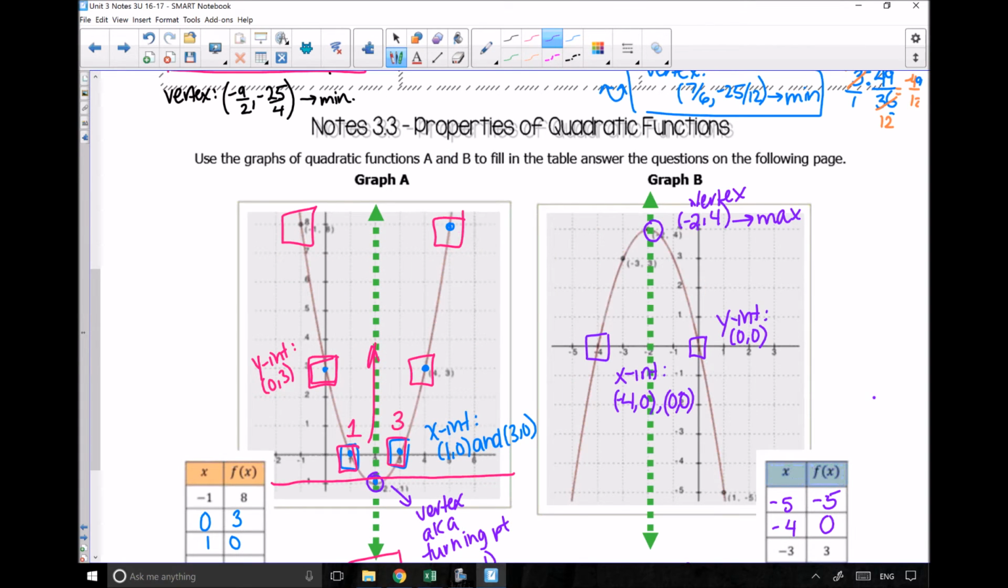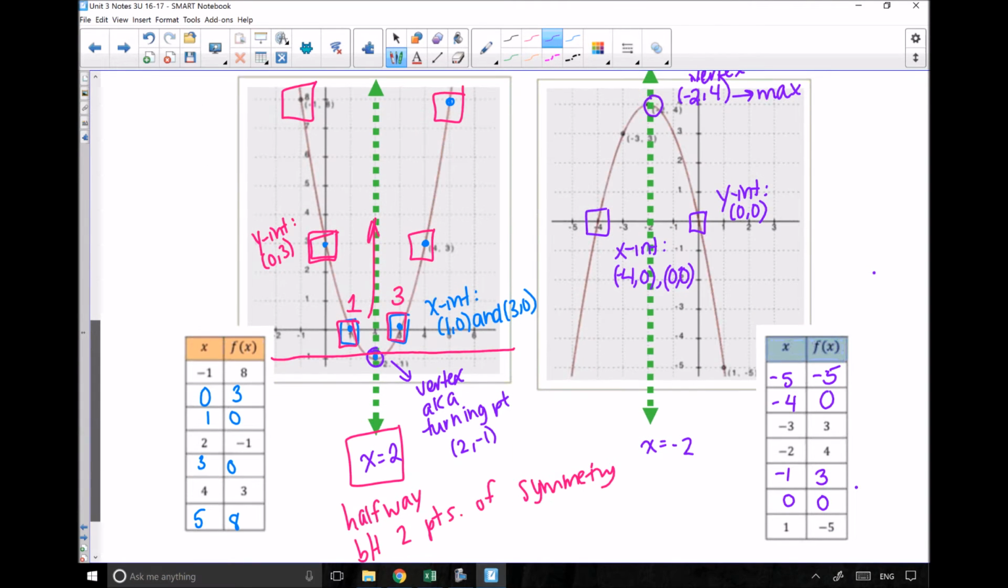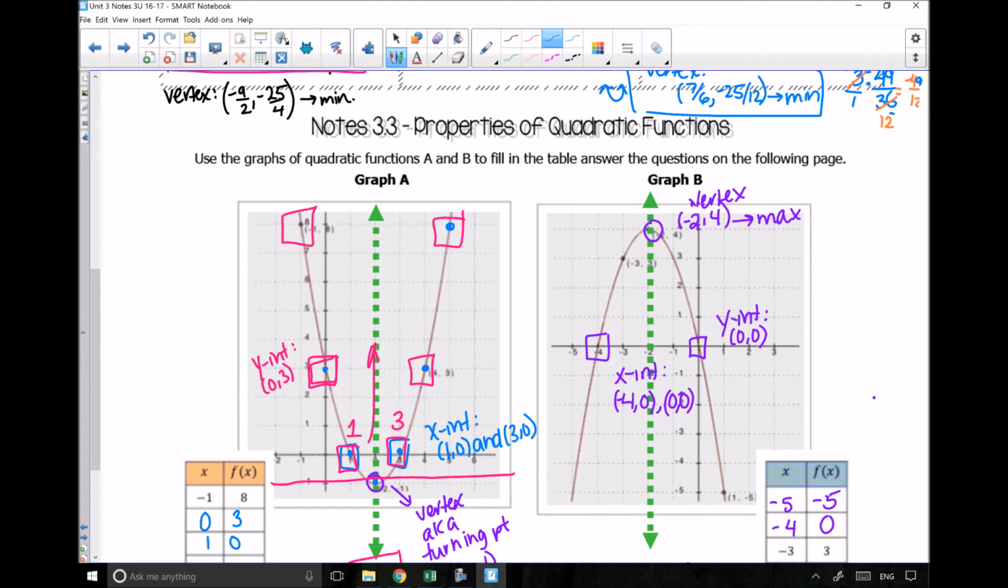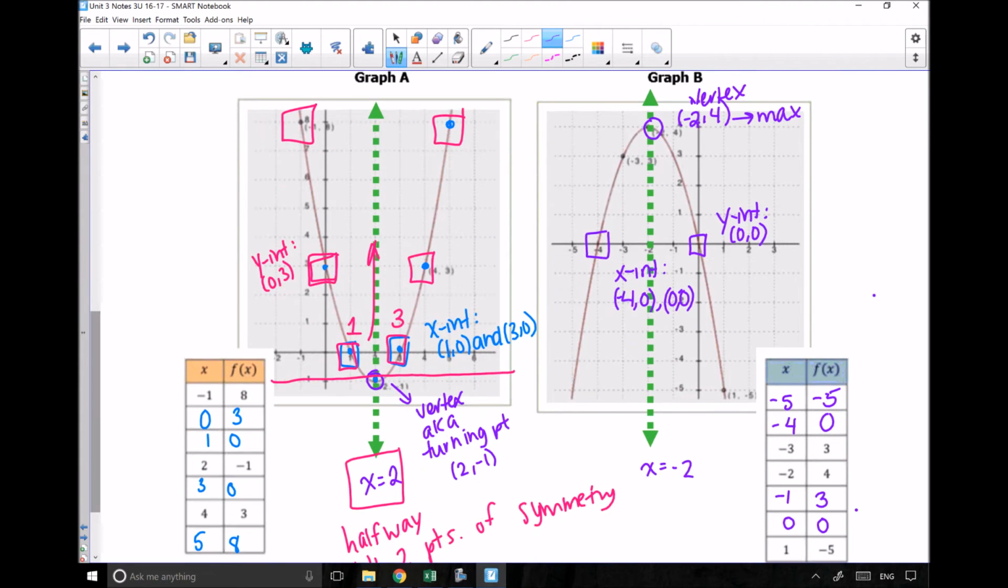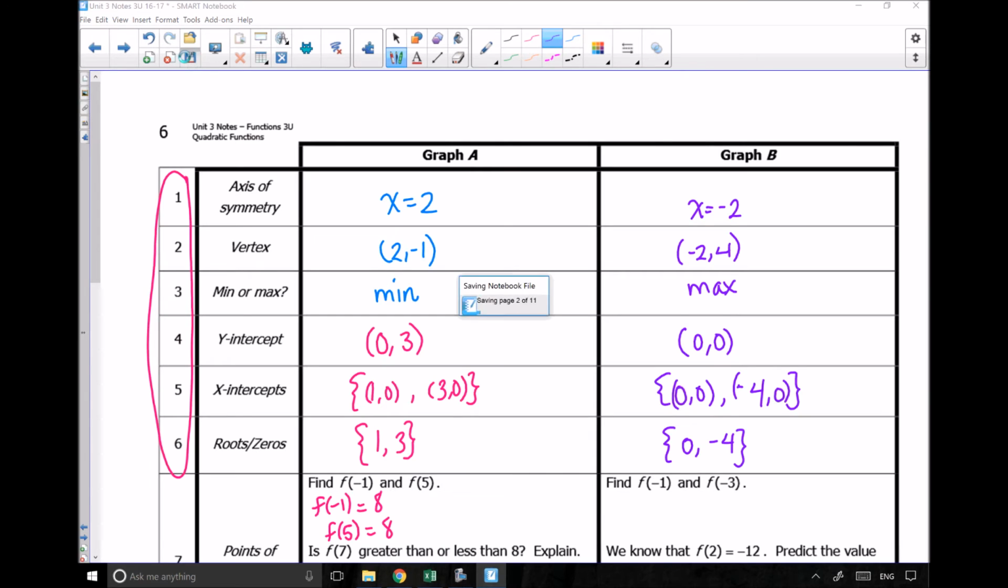Okay? All right, so you should draw your axis of symmetry through your vertex right here, and the equation that you should have gotten for your axis of symmetry was x equals -2. The vertex should be (-2, 4), and it's a maximum. The y-intercept should be (0, 0), and the x-intercepts are (-4, 0) and (0, 0), which means that your roots should be 0 and -4.